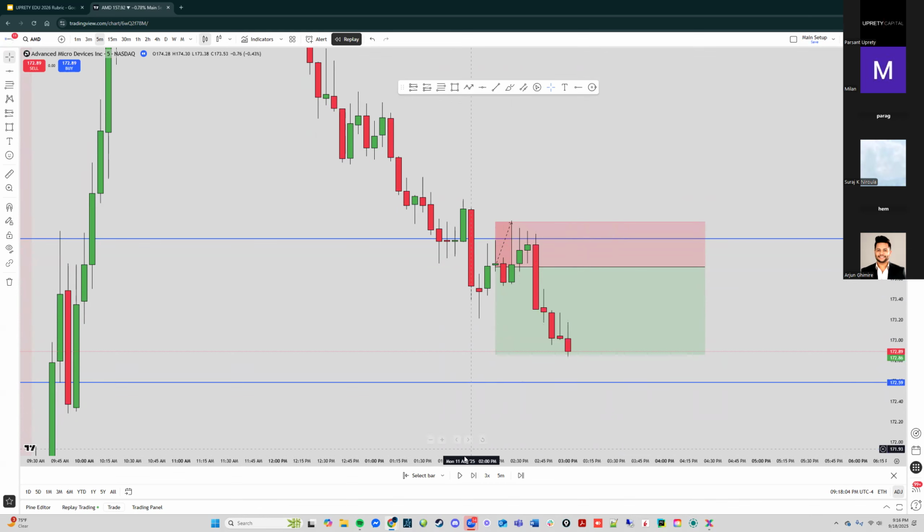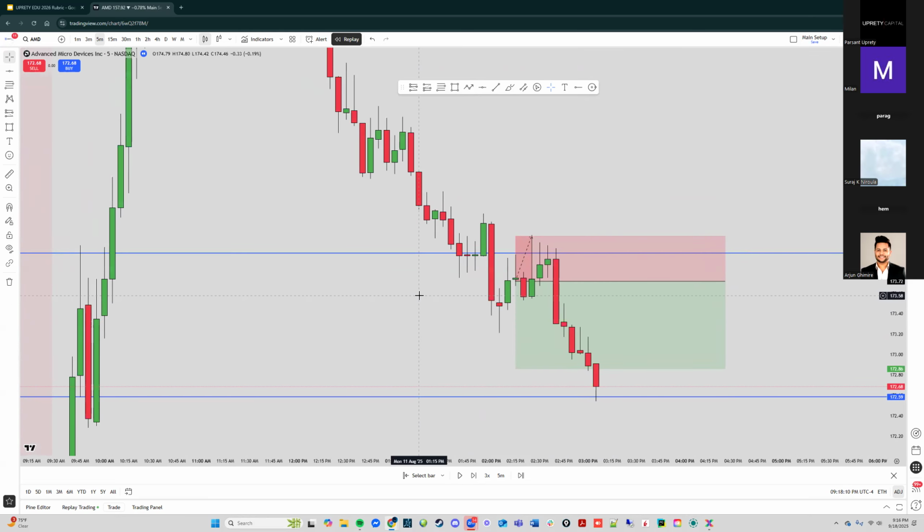Okay, so there we go. Once again, another trade that worked out. Once again, if I had a hard stop, I would have gotten taken out of this trade and then it would have went my way.